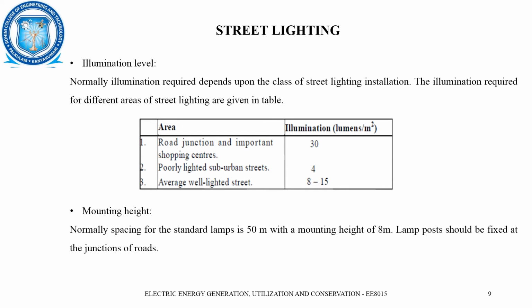The illumination level in street lighting also depends totally on the mounting height. Normally the spacing for standard lamps is 50 meters with a mounting height of 8 meters. Lamp posts should be fixed at the junctions of the roads, and this will enable the street lighting.